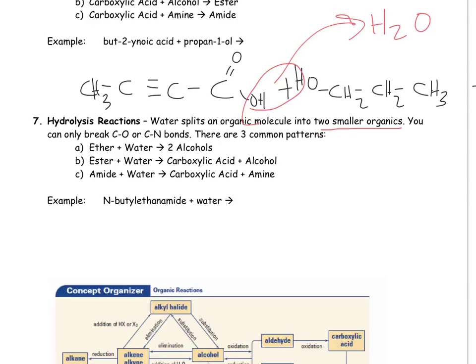There are 3 common patterns, and they're exactly the opposite of the condensation patterns. If you take an ether and react it with water, you'll get your 2 alcohols back. If you take an ester reacted with water, you're going to get a carboxylic acid and an alcohol. And if you react an amide with water, you're going to get a carboxylic acid and an amine as your products. Here's an example.